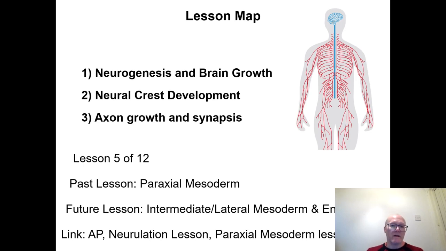So today we are going to talk about the development of the brain, the central nervous system, so the brain and the spine, as well as the peripheral nervous system. We're going to talk about neurogenesis and brain growth, neural crest development, as well as axon growth and synapse formation.